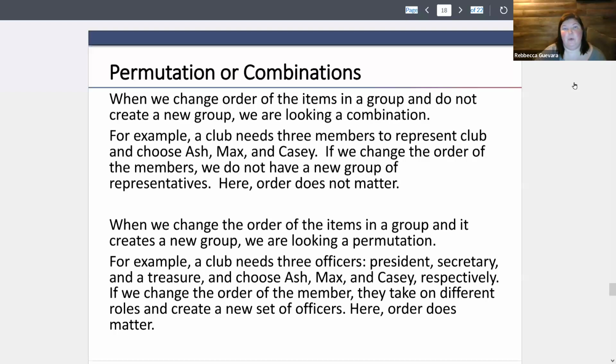Okay, so a little bit more on order and whether it matters. When we change the order of items in a group and do not create a new group, we're looking at a combination. For example, a club needs 3 members to represent the club, and they choose Ash, Max, and Casey. If we change the order of the members, we do not have a new group of representatives. Here, order doesn't matter. And this is where we do a combination.